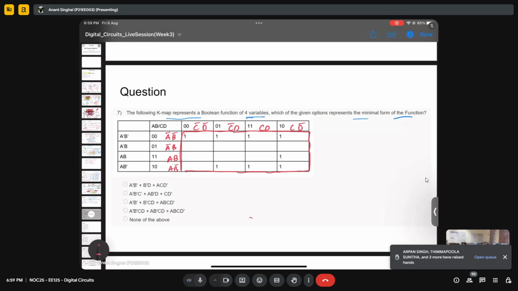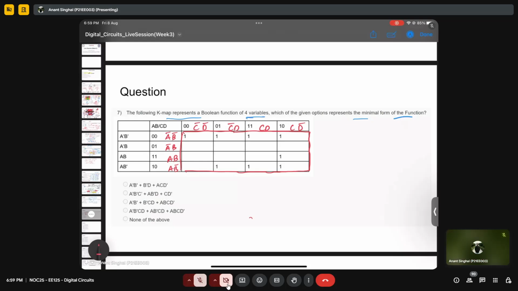So you need to find the final expression. Maybe you can take 2-3 minutes because this is very easy, I guess. Let me know the answers in the chat box. Okay, so I've got option C as some of the answers. Let me try that by myself.